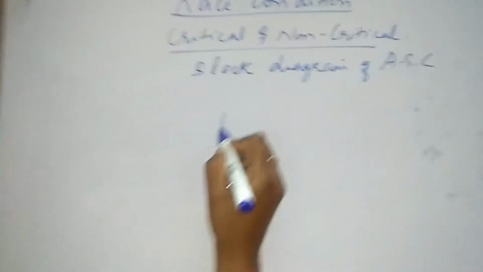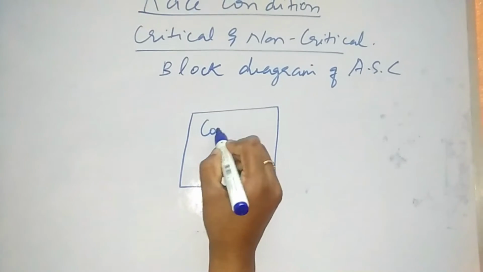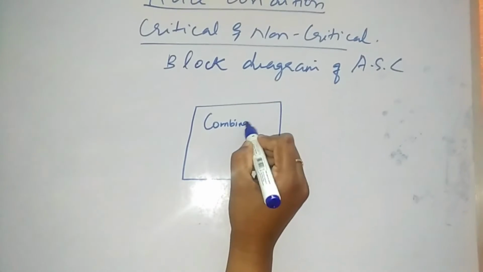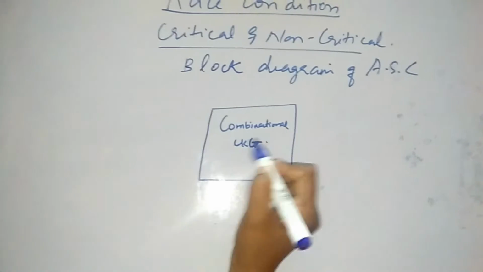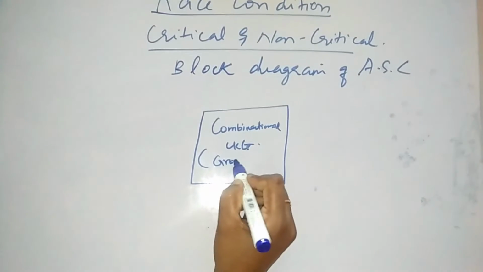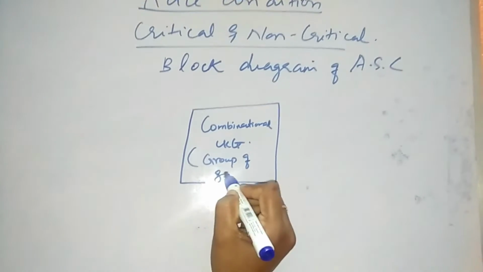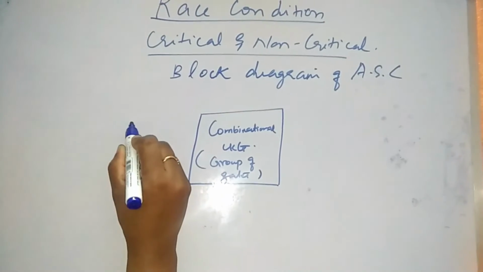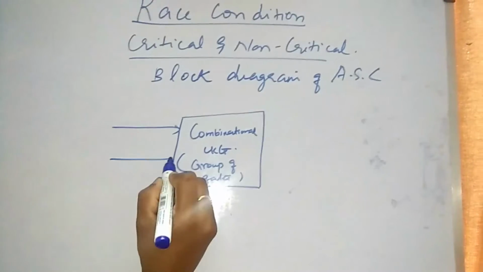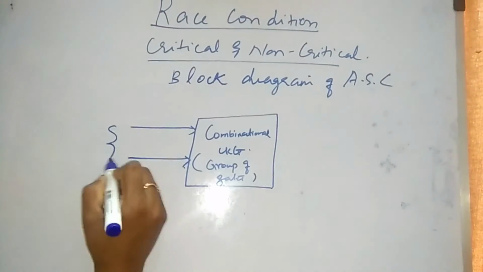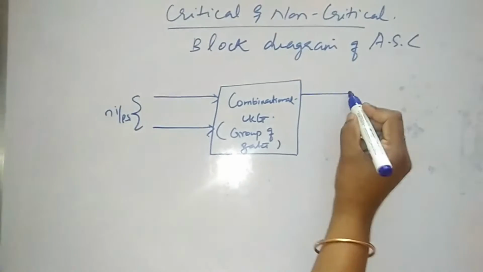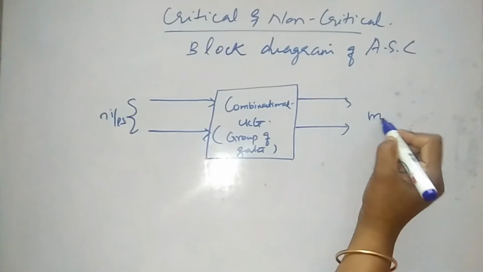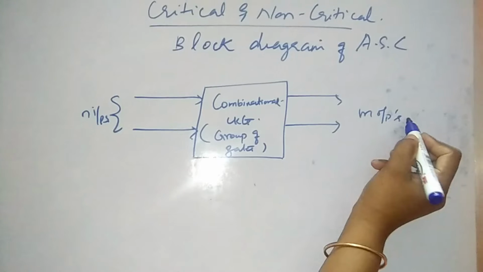So we know that a combinational circuit, right? What is a combinational circuit? It is made up of gates, right? So here is the combinational circuit. I can say that it consists of a group of gates, correct? So you'll have several inputs. Let me say these are n inputs, and you will have several outputs. Let me name this as m outputs.